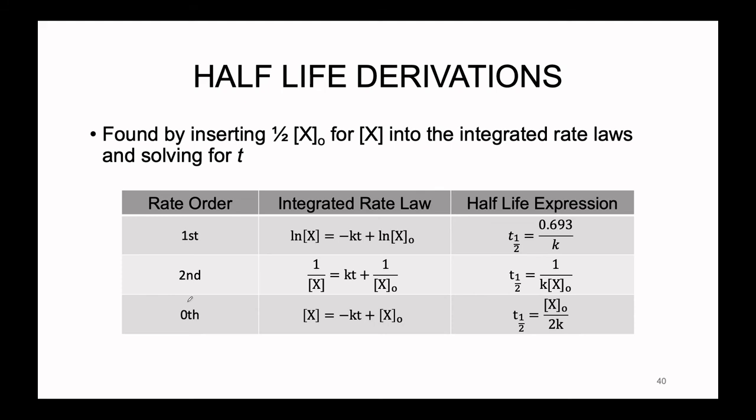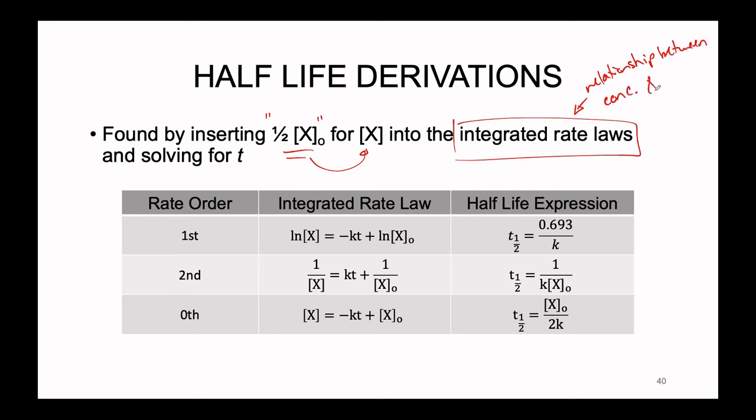So how we can find the half-life, or the length of time it's going to take for half of our initial concentration to be eaten away, can be found by inserting 1/2 of our initial concentration, literally in variable form, in for x in the integrated rate laws, and then rearranging and solving for t. So the integrated rate laws, again, as we have learned today, tell us the relationship between concentration and time. And so it's going to make the most sense to use these equations to determine the relationship between losing half of our concentration and time.